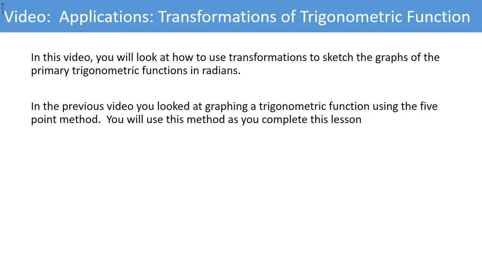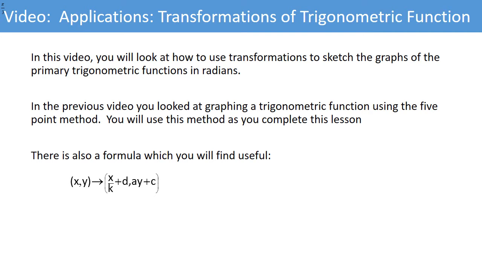In the previous video, you looked at graphing a trigonometric function using the 5-point method. We will use this 5-point method in this lesson or video. There's a formula which we will also use, as it is very useful. (x, y) maps onto (x over k plus d, ay plus c). These letters come from the equation y equals a sine k(x minus d) plus c. Now, let's look at how to use them.